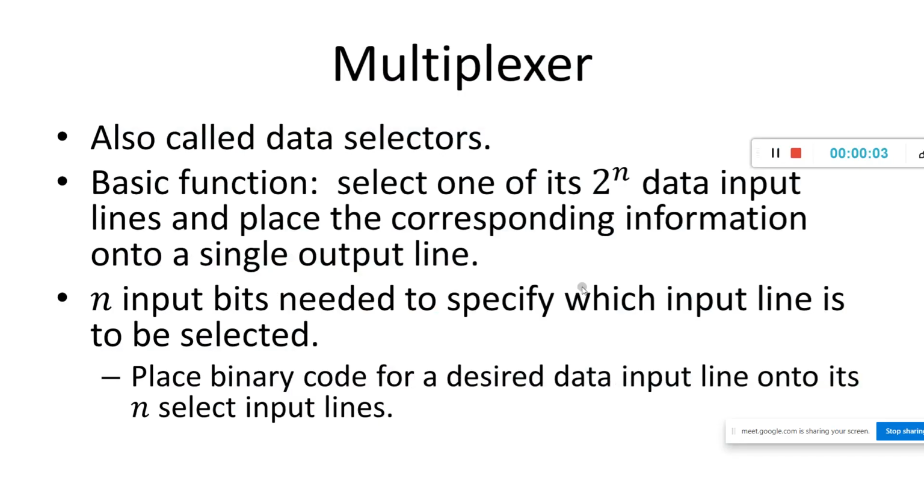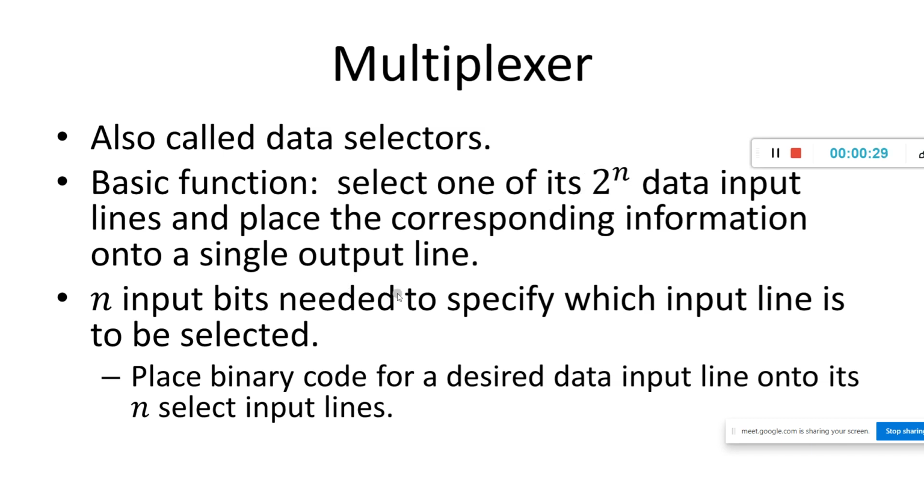So multiplexers are also called data selectors. The basic function of the multiplexer is to take 2 raised to n data input lines and place the corresponding information onto a single output line. I already told you that the number of input data lines is 2 raised to n. One output line will be there. N select lines will be there in the multiplexer.